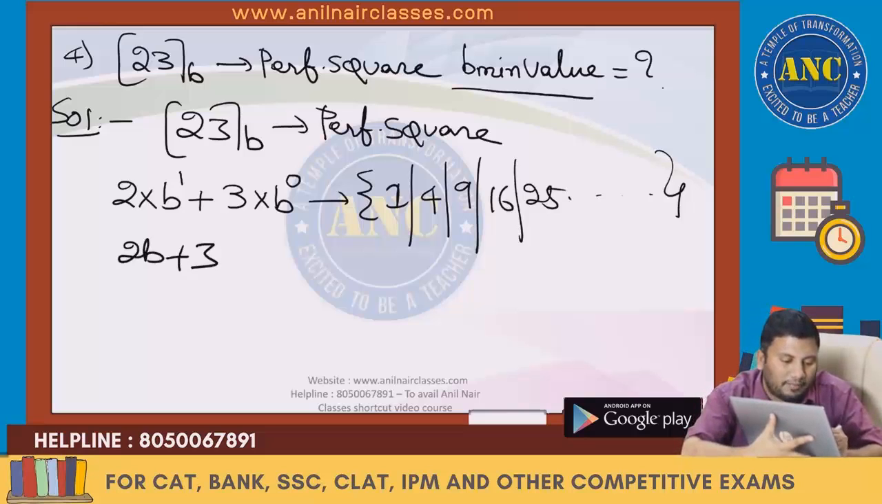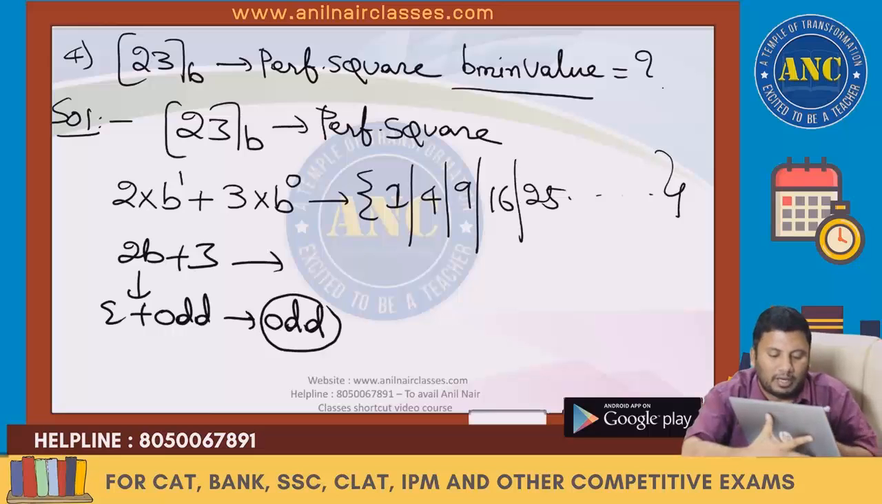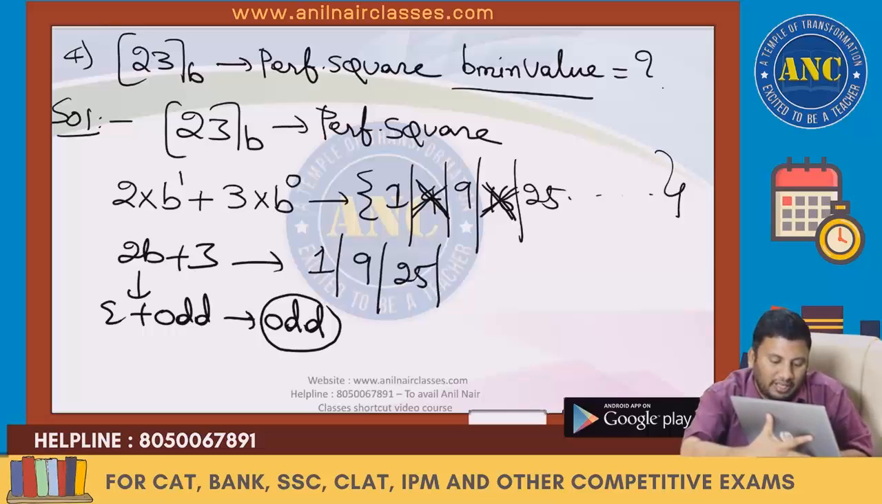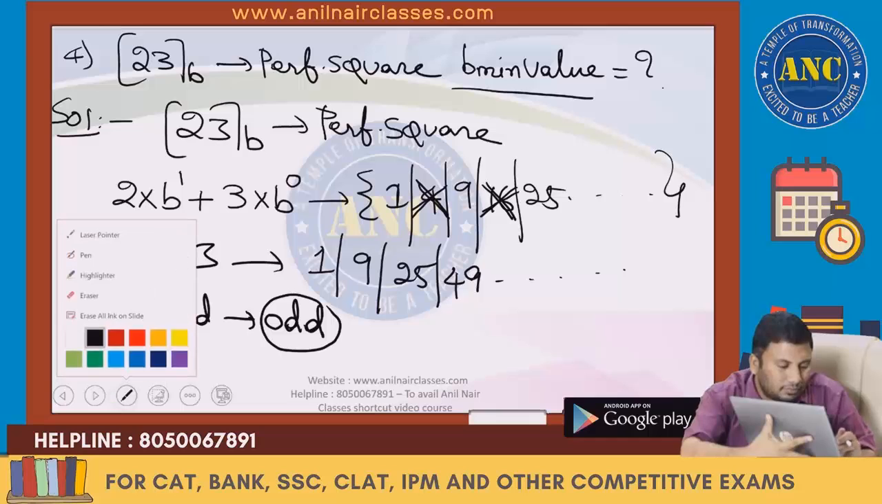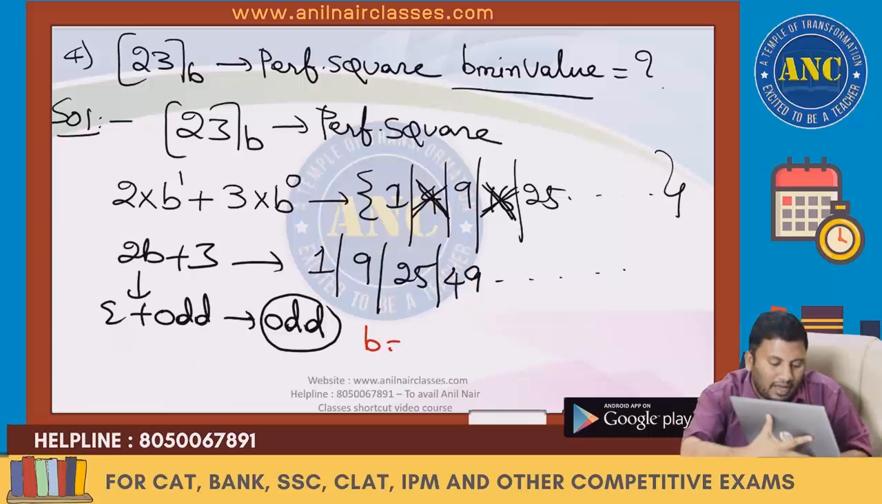2B plus 3. This is an even number. 3 is an odd number. Even plus odd, it is an odd number. 4 is out. 16 is out. So we are left with 1, 9, 25, 7 square 49 and so on. 2B plus 3 is 1. B value is 1.